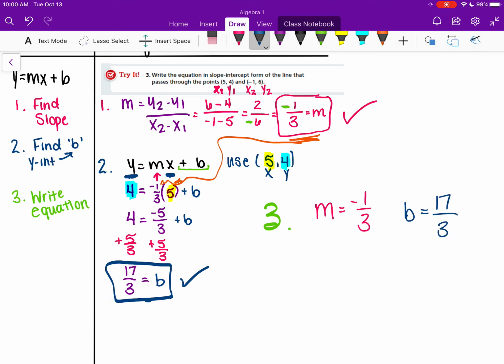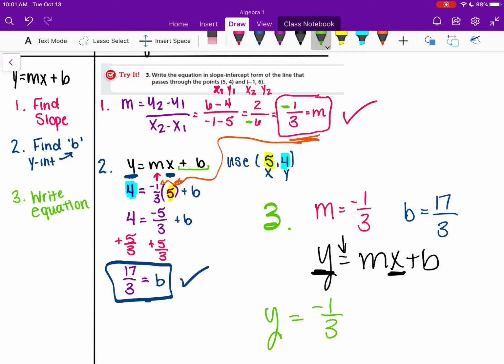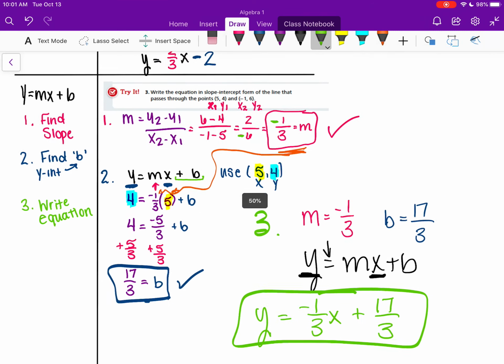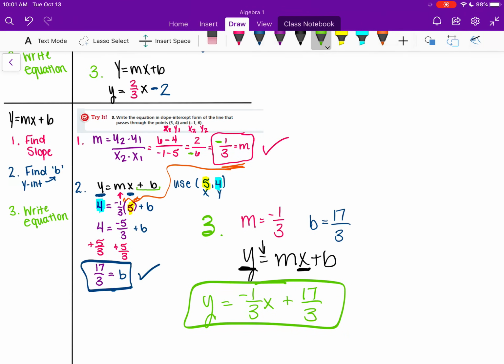Lots of fractions here. So if we have our y equals mx plus b format, and we want to write the equation of a line. An equation of a line is going to have your x and your y variable, and it's an equation, so it has an equal sign. We just need to replace those parts. So my equation would be y equals negative 1/3 x plus 17/3 once I replace with what I know. All right, that was 2.1 slope-intercept.